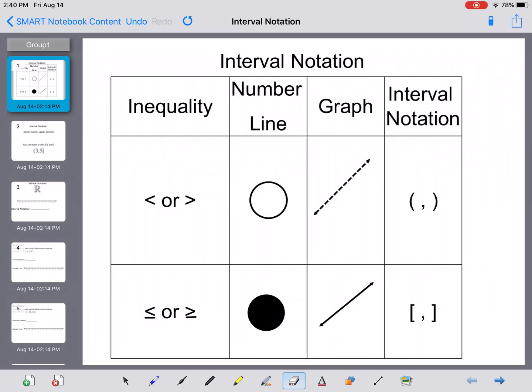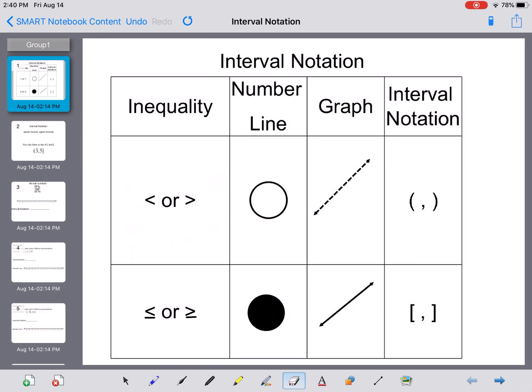So we're going to use some previous knowledge about inequalities that you learned in Algebra 1, middle school, and Pre-Algebra. If you want to take a second to pause the video, you can copy this table down while we talk about it.